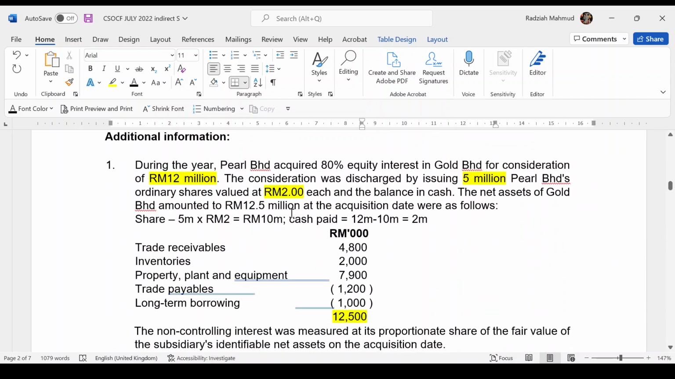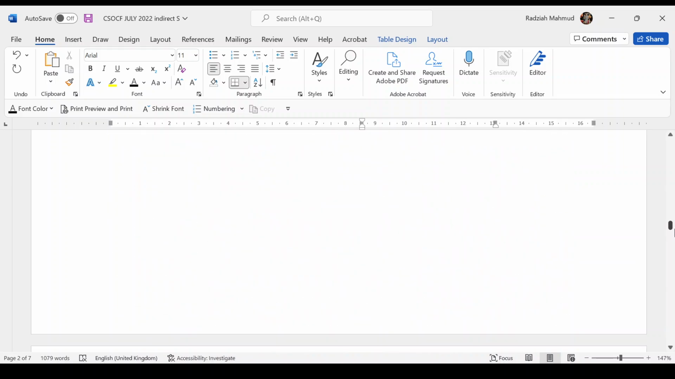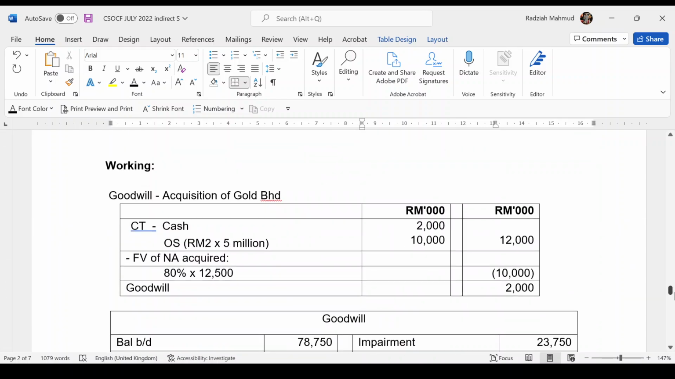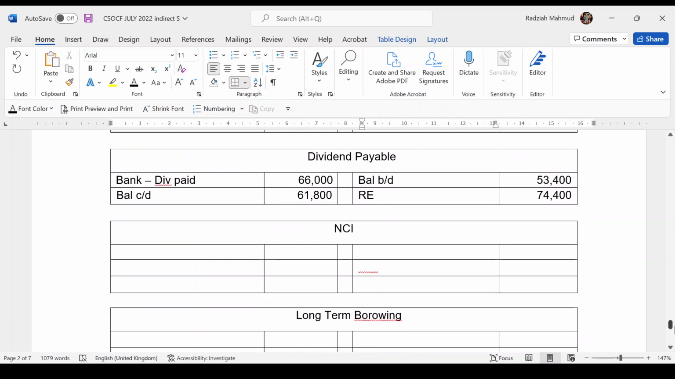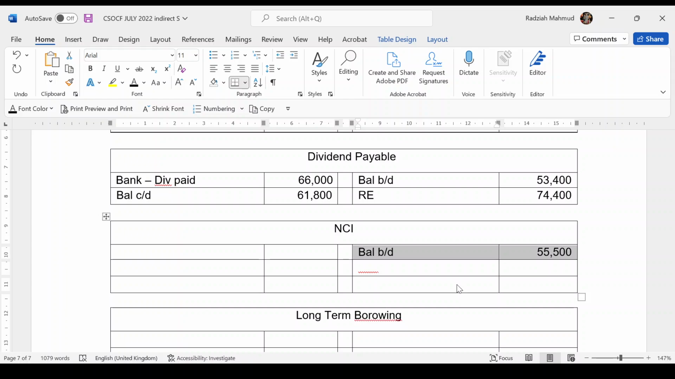Remember, we also have the acquisition of subsidiary during the year. Parent only acquired 80%, so it means that NCI has 20%. So again, there will be an increase in NCI. We will calculate the amount later by multiplying 20% with 12,500. Now let's do that in the NCI account. First we put in the opening and the closing.